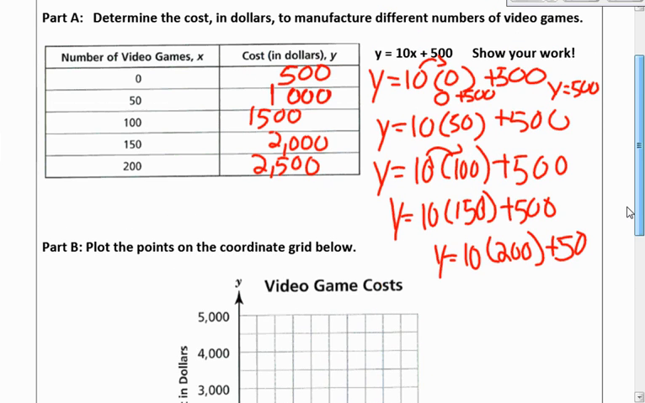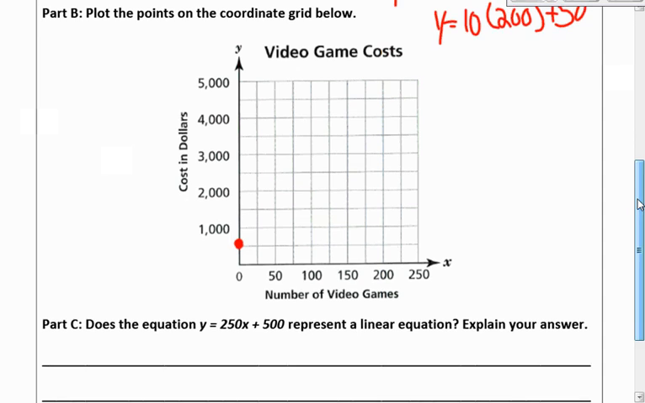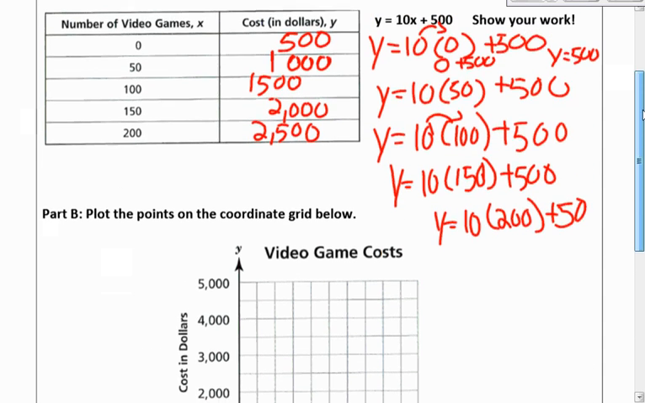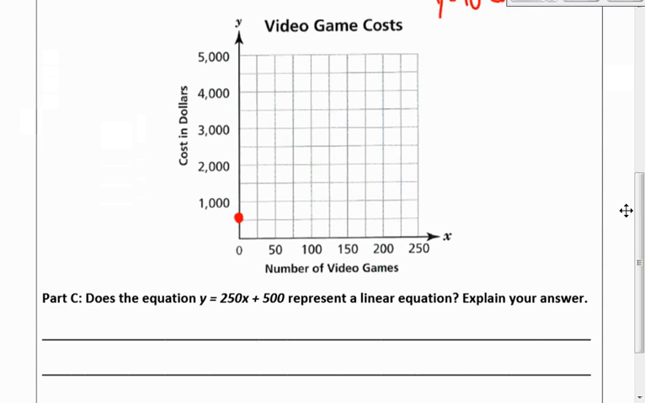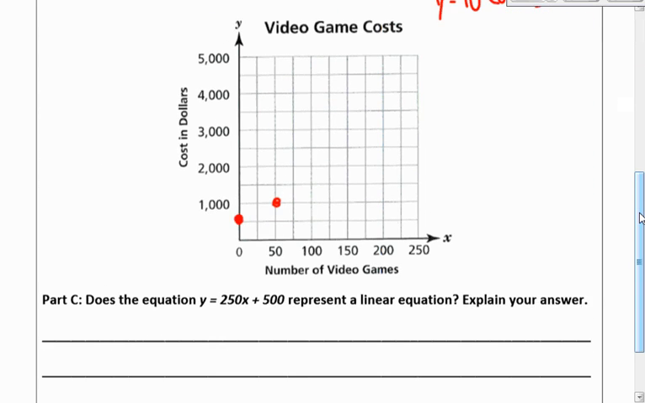Now, when you're plotting these points, the first point is 0 and 500. So I'm going to start on 0 and go up to where 500 would be. This would be my starting point. The next one is 50 comma 1000. So I'm going to go over to 50 and then up to 1000. The third one is 100, 1500. So I'm going to go over to 100 and go up to where 1500 would be. In between the 1000 and the 2000, that's where 1500 would be.